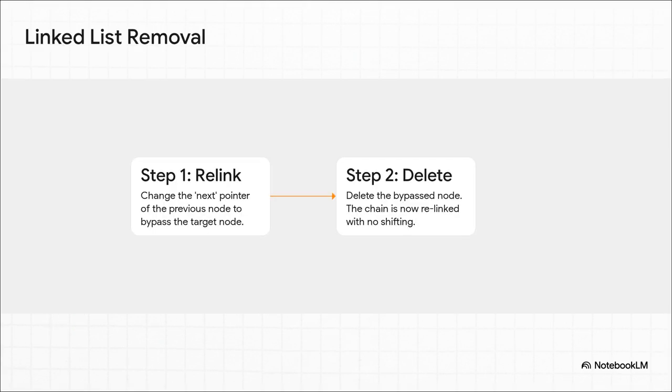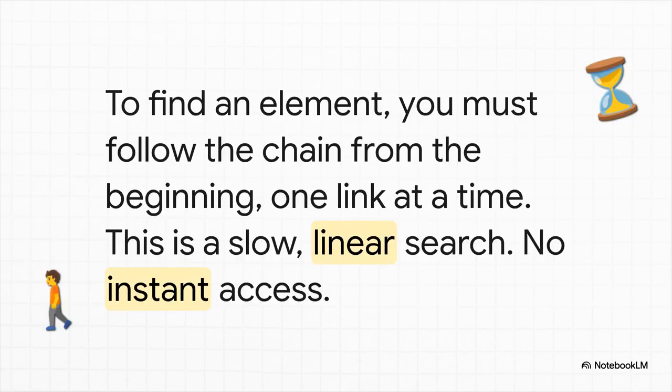Now, this elegantly solves our insertion and deletion problem. To get rid of an element, you don't have to shift a million other things. You just find the node before the one you want to remove, and you change its next pointer to simply skip over the unwanted node. It's like a quick surgical snip and retie. It's incredibly fast and efficient. But remember the golden rule of data structures. There's always a cost, always a benefit.